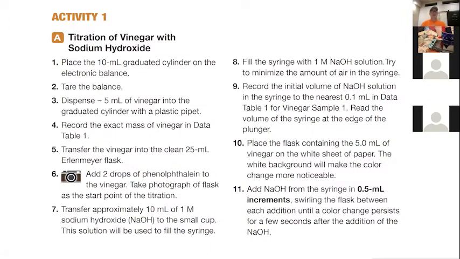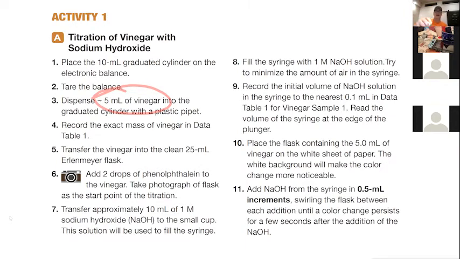So this is how we're going to get started. Basically, we want about 5 mils of vinegar in a graduated cylinder, and then get the mass of the vinegar. So you put the 10 mil graduated cylinder on the balance, tare it to 0, add around 5 mils of vinegar. Doesn't have to be very accurate, because what we're going to be doing is measuring the mass very precisely and then turning that into a volume.